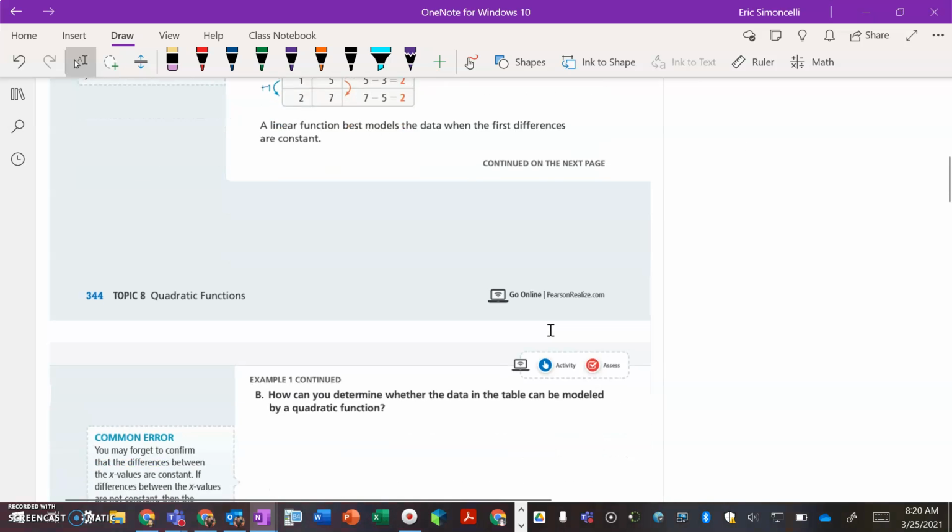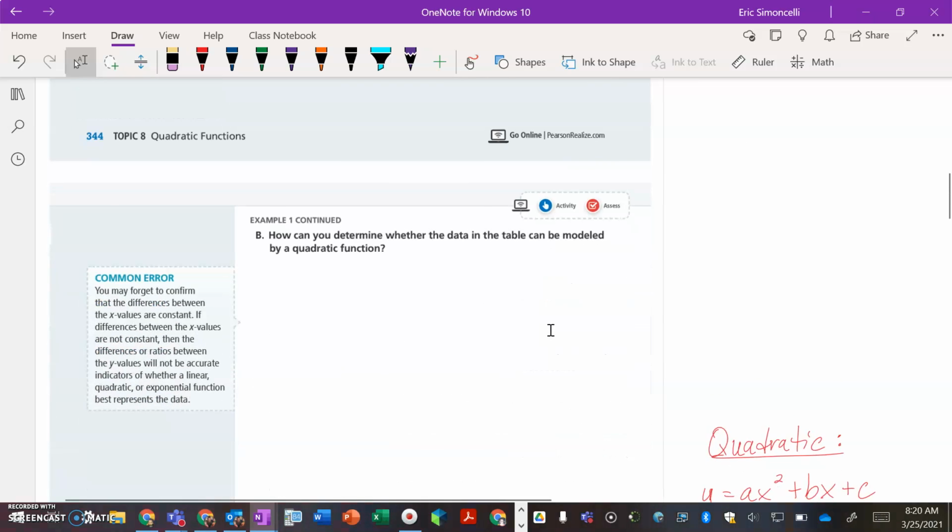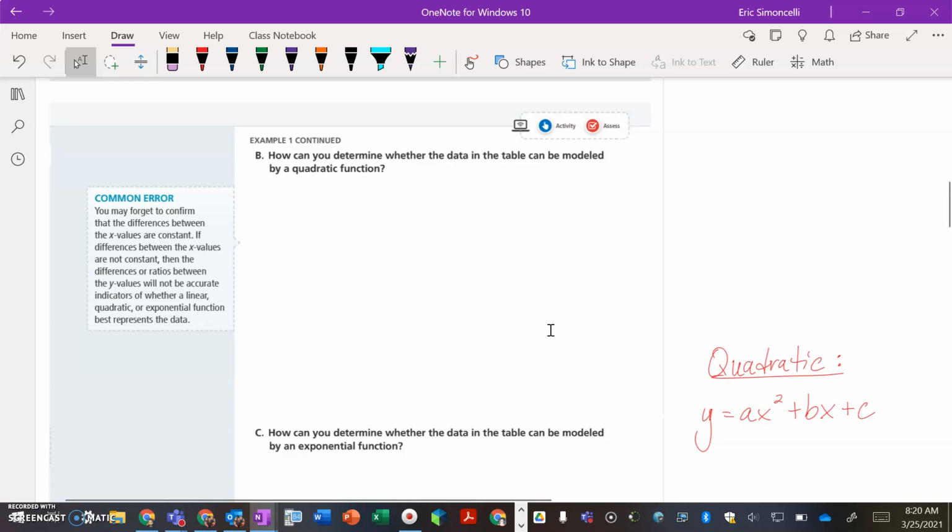Moving forward, part B. How can you determine whether the data in the table can be modeled by a quadratic? I've denoted off to the right here what a quadratic entails, at least the standard form. If you recall, y equals ax squared plus bx plus c. So let's take a look at our table, and not just the first difference, we'll also be taking a look at the second difference. So analyze the second differences.